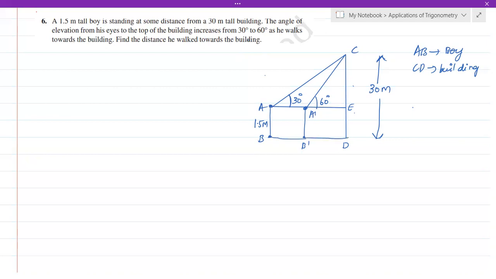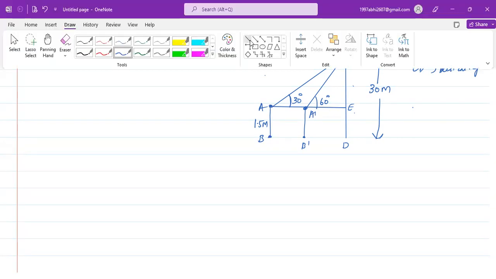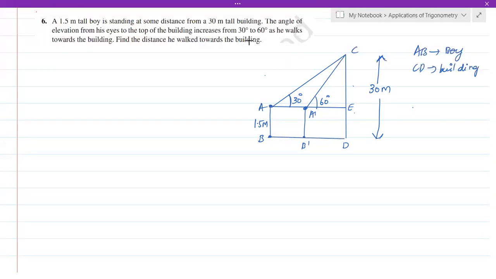Let's also join this. Now very clearly the boy will be perpendicular to the ground. Let me draw a straight line itself. The boy will obviously be perpendicular to the ground, so this will also be perpendicular, and obviously the building will be perpendicular to the ground. And remember, the horizontal line of sight, that is AE and A dash E, will be parallel to the ground. Therefore, here also you will have 90°, because this line is parallel to the ground.